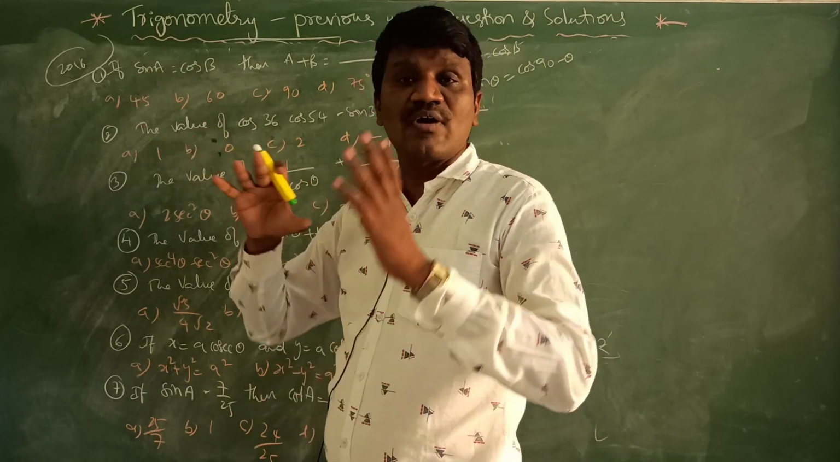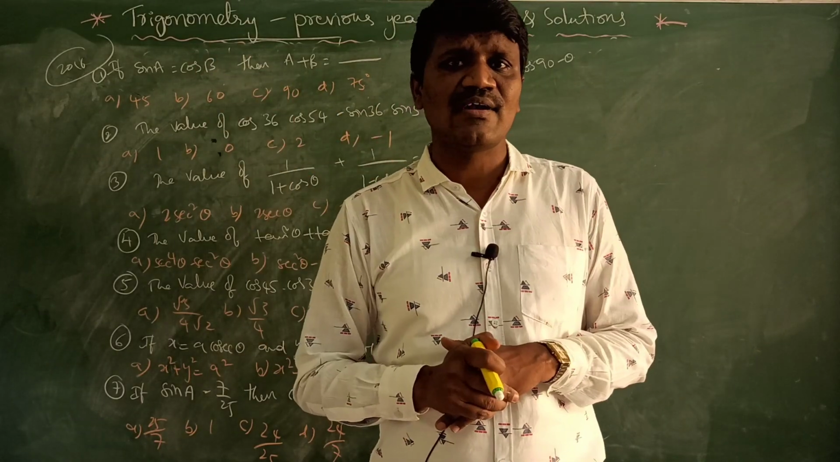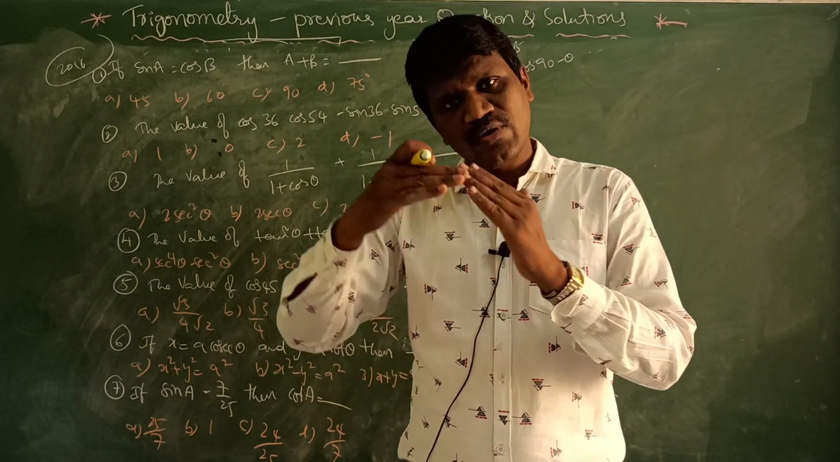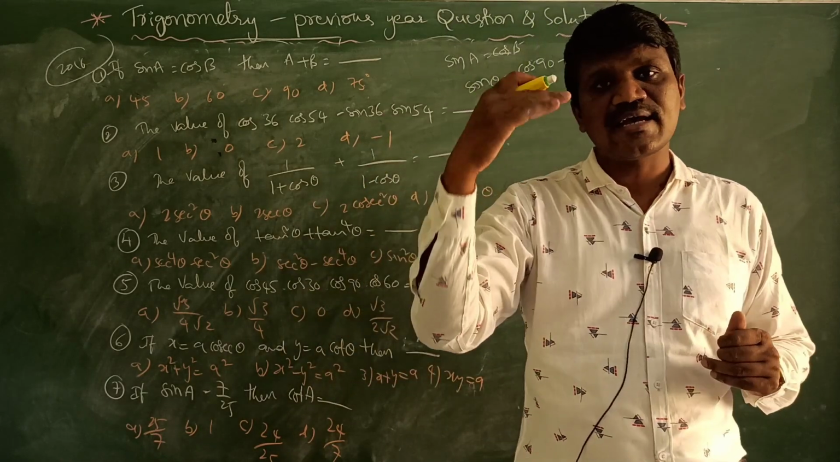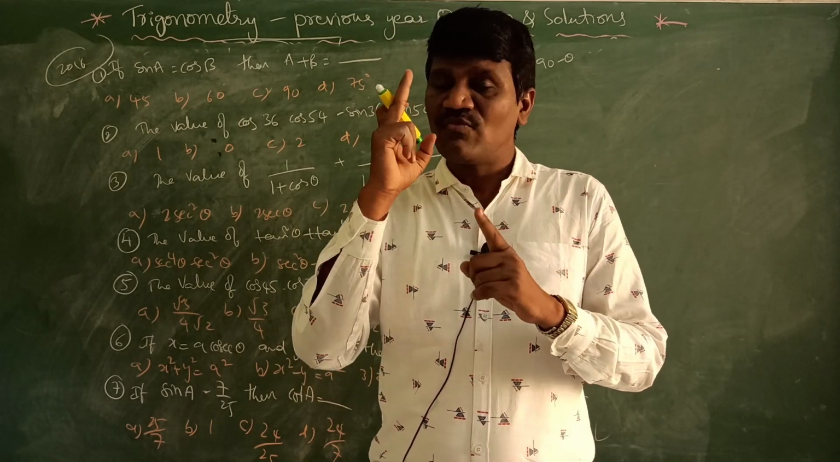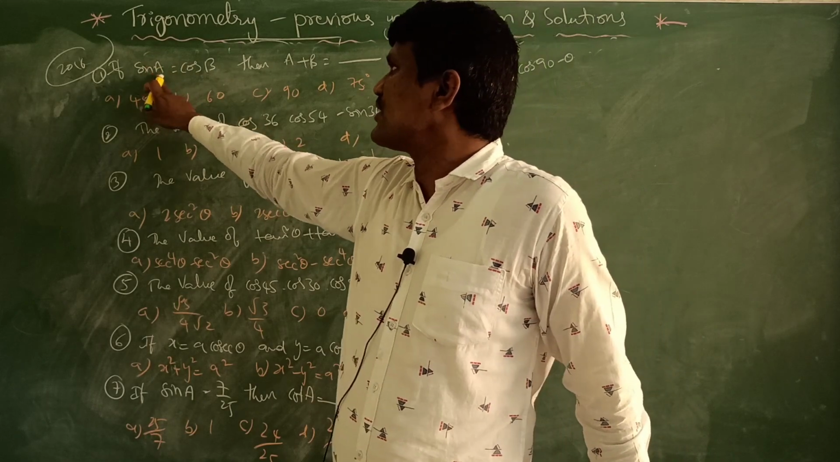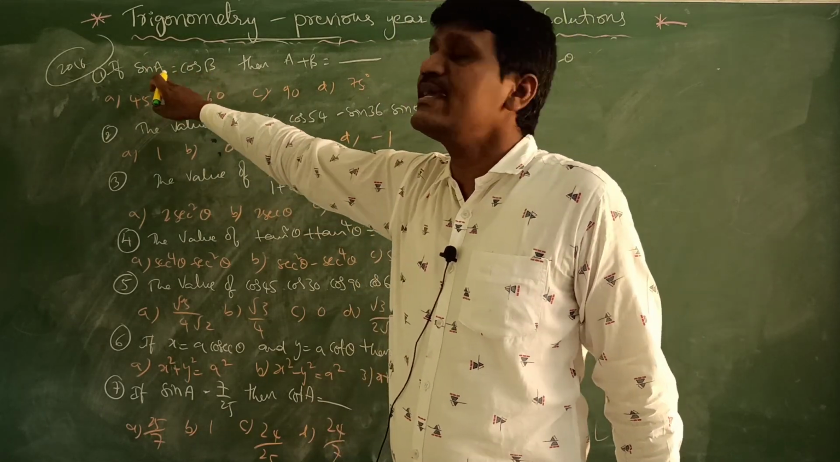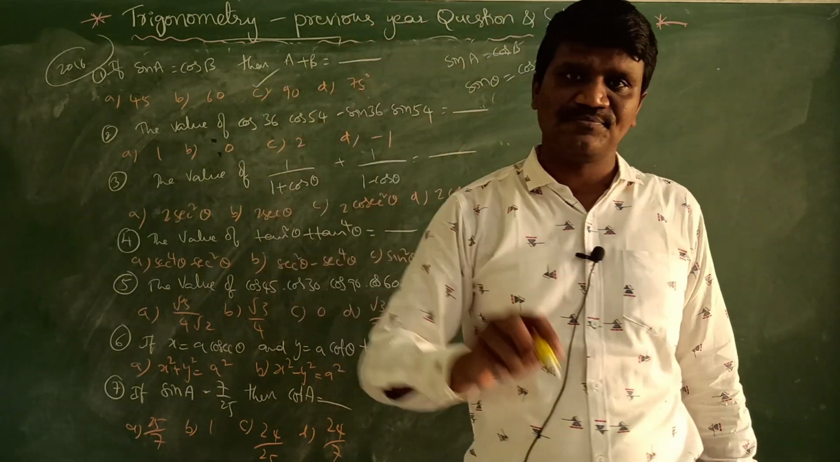Sin and cos, for which value are they equal? Sin 0 is 0, cos 0 is 1. Sin 30 is 1 by 2, cos 30 is root 3 by 2. Sin 45 is 1 by root 2, cos 45 is 1 by root 2. That means for 45 degrees, sin and cos are both equal. That means sin 45 is equal to cos 45, so A is 45 and B is 45. So A plus B is 45 plus 45, which is 90.